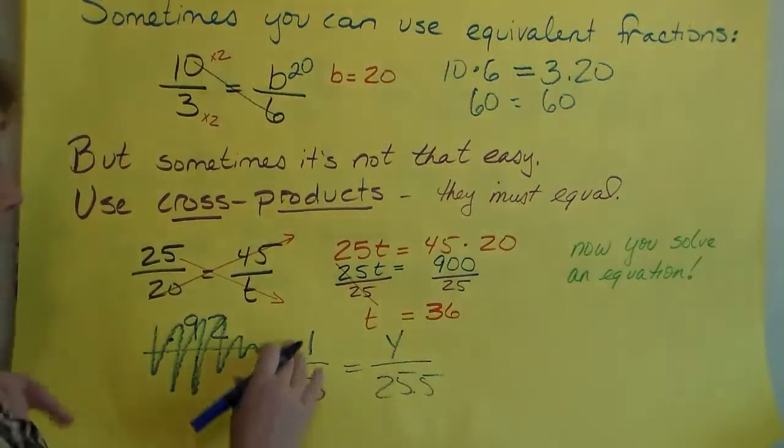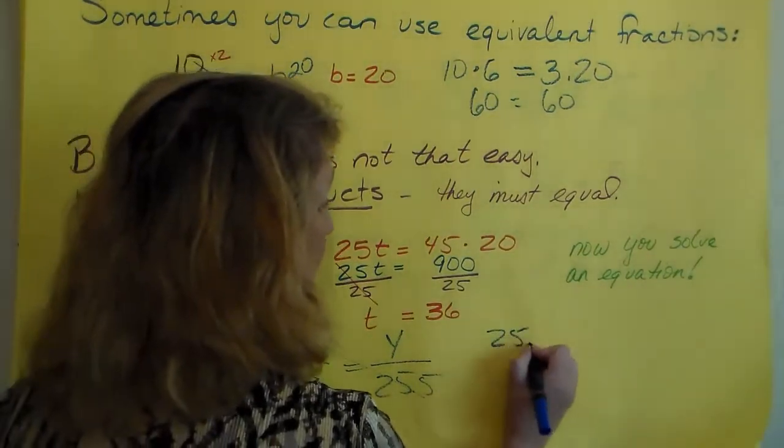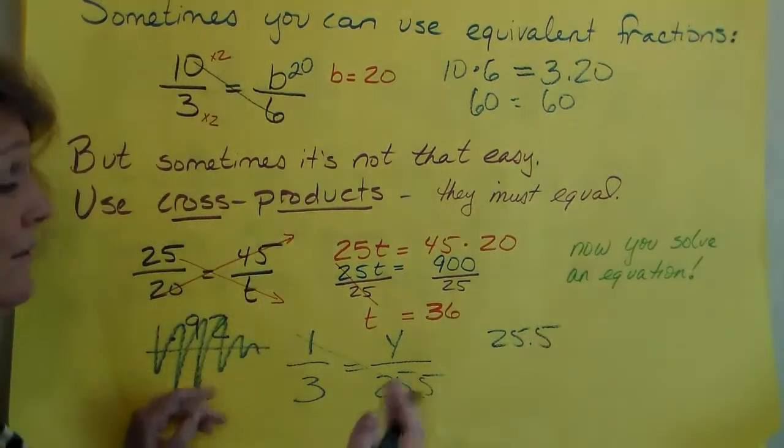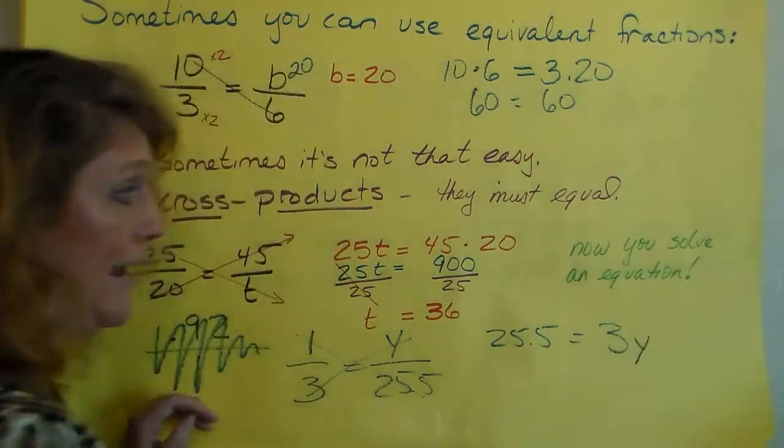Here we go. I have 1 over 3 equals y over 25.5. Now that's not a fraction that you can just say, oh yeah, I know what 3 times something equals 25.5. So what I need to do is cross products. So I'm going to say 25.5 times 1 equals 3 times y.